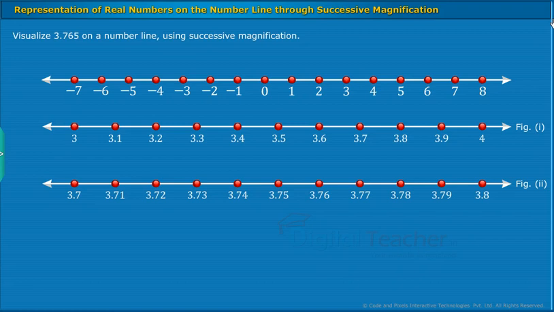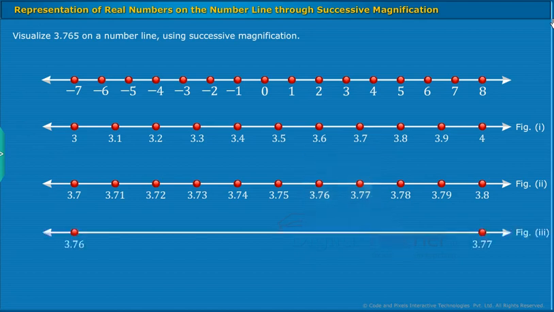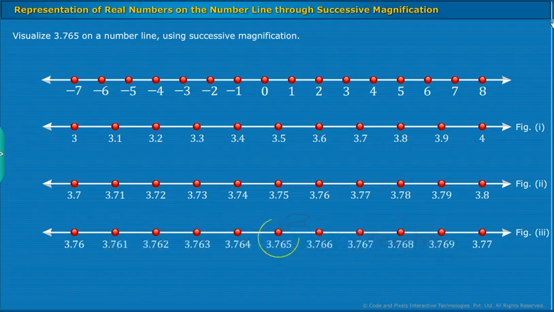As before, now we can visualize through the magnifying glass that 3.765 lies in between 3.76 and 3.77. So, let us focus on this portion of the number line as shown in figure 3 and imagine dividing it again into 10 equal parts. Thus, magnify it to see it better as in figure 3. This is how the terminating decimal expansion on a number line is represented. Now, let us represent a non-terminating recurring decimal on a number line.